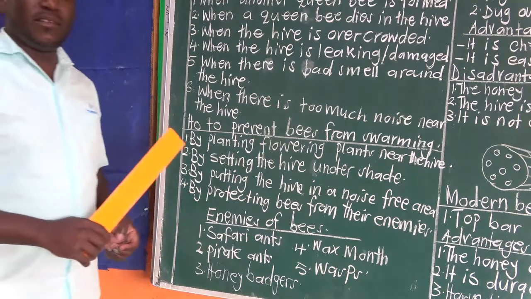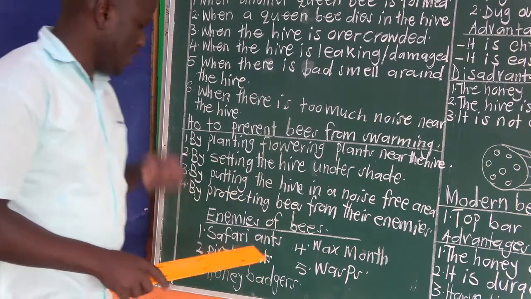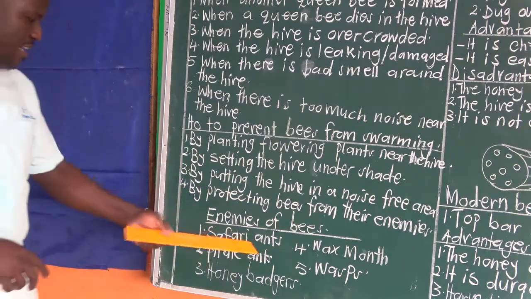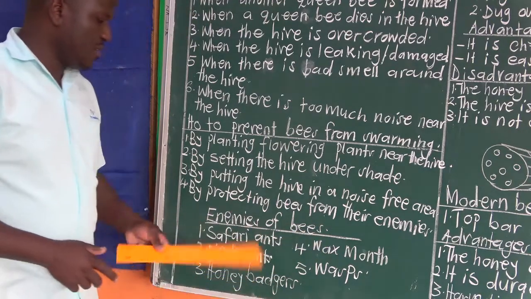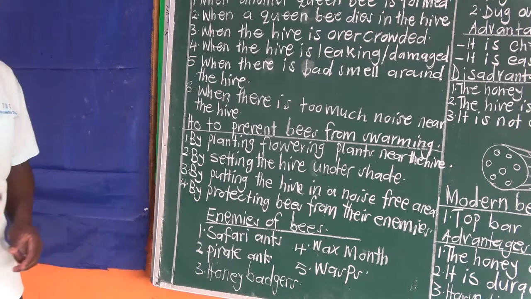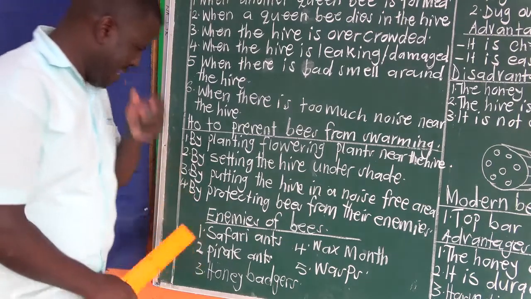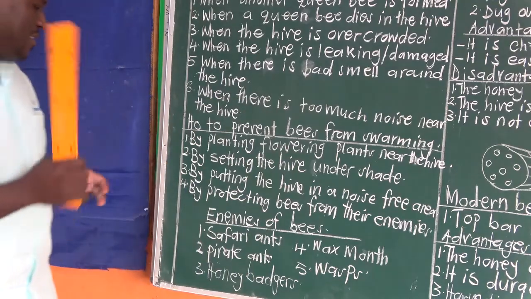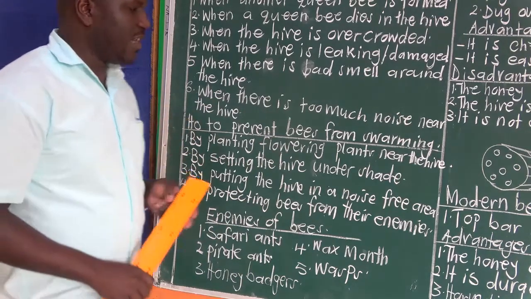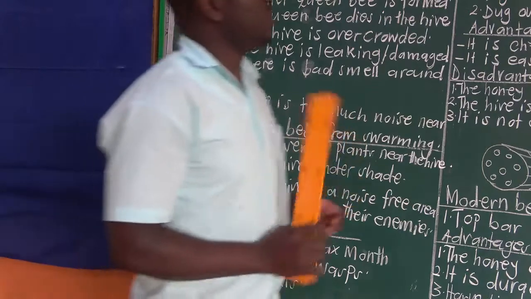Then we have enemies of the bees. Bees have the following enemies: safari ants, pirate ants, honey badgers, wax moths, and wasps. These are enemies to the bees.